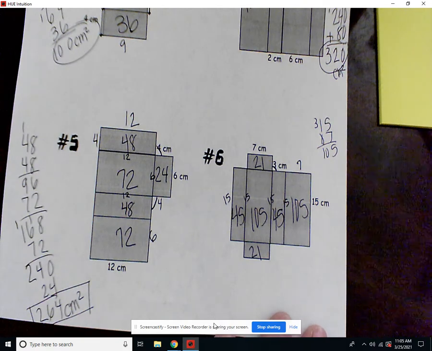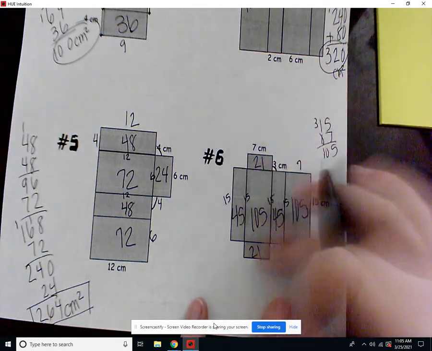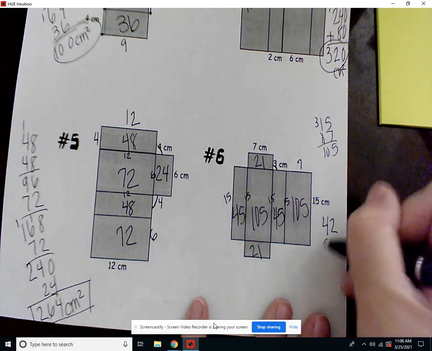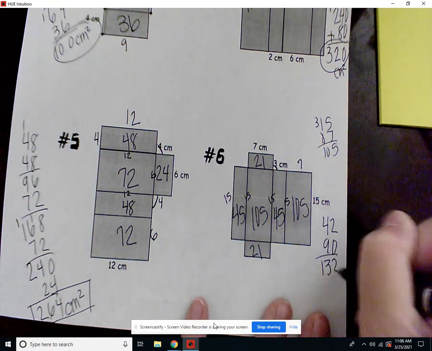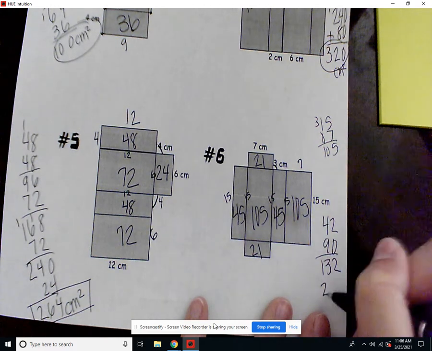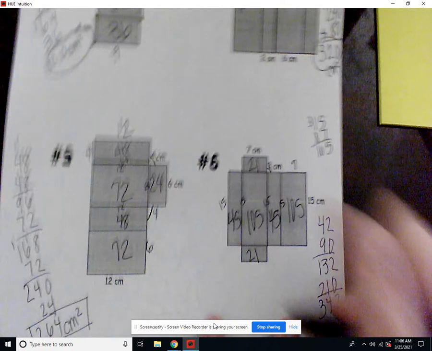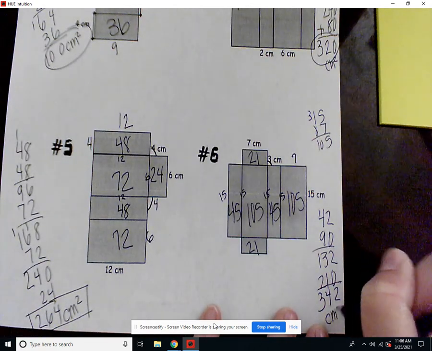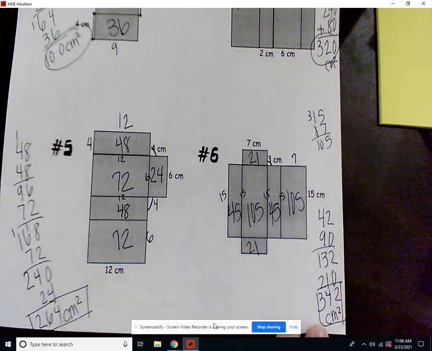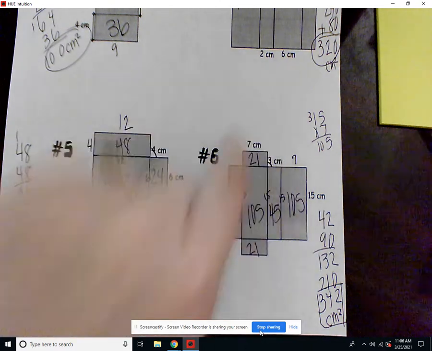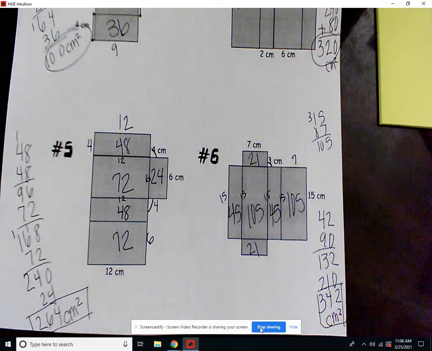All right, so now we're going to add everything up. 21 plus 21 is 42. 45 and 45 makes 90. 105 plus 105 is 210. So we get 342 centimeters squared. All right, so on the next side of the page, we will do some more practice problems of the whole figure with the 6 rectangles.